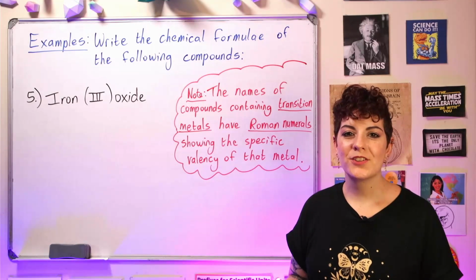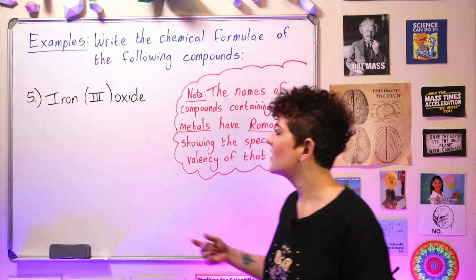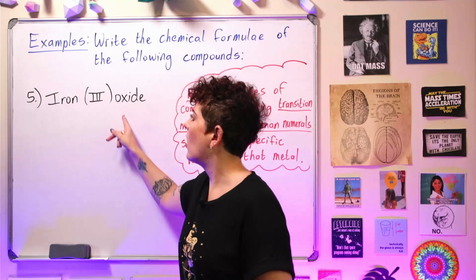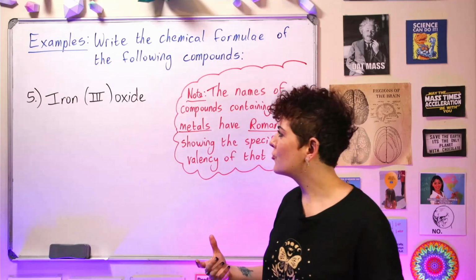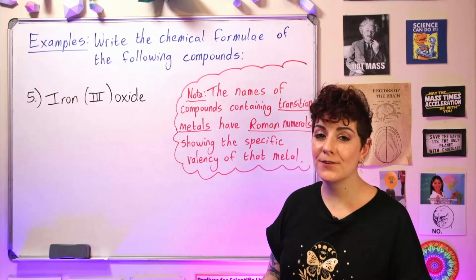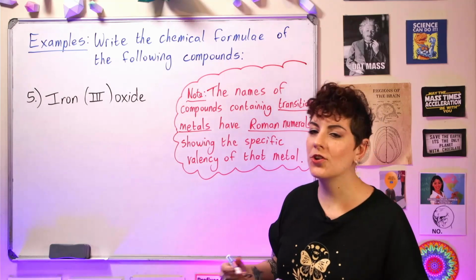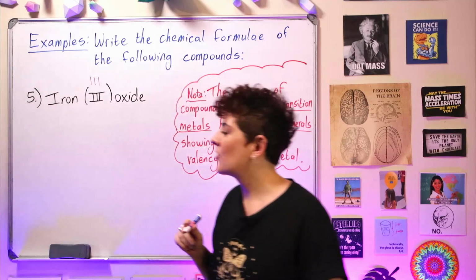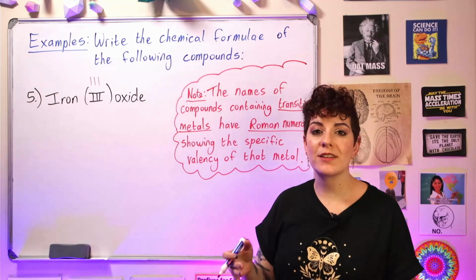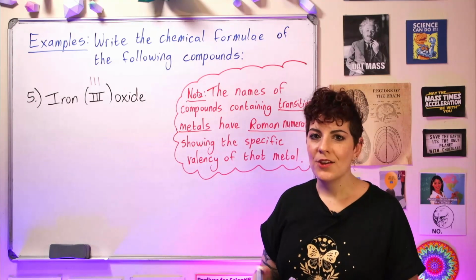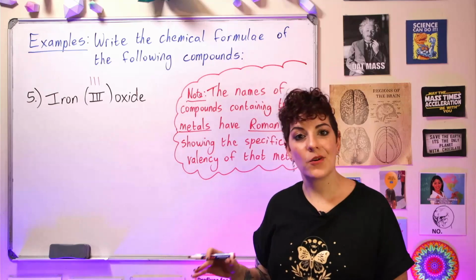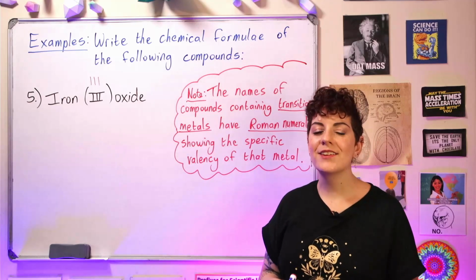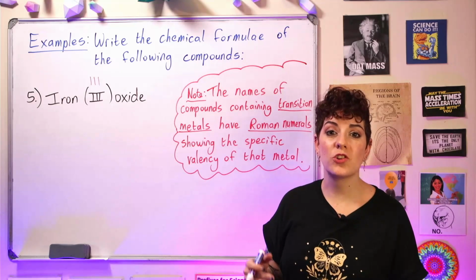Right, on to example 5, which is iron 3 oxide. Now, there's a Roman numeral of 3 in this formula, and just so you know, you could have written it as just 3 lines like this. That is also a Roman numeral of 3 written in a slightly different way. So now what is going on here? Well, iron is an example of a transition metal.